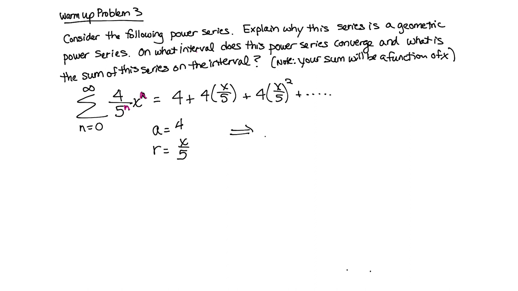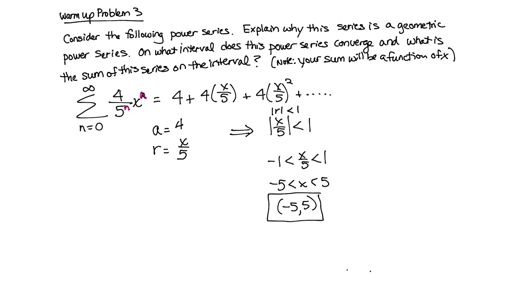Lilia, did you get me my interval of convergence? Yep, absolutely. Did you set absolute value of x over 5 less than 1? Because that's our R value. We want that to be less than 1 for it to converge, which means we have the absolute value of x over 5 less than 1 creates negative 1 less than x over 5 less than 1, that three-part inequality. We multiply each side by 5, and as Lilia said, it's negative 5 to 5. We don't need to test our endpoints, right? Because R has to be strictly less than 1 for that geometric series to converge. So we're good.